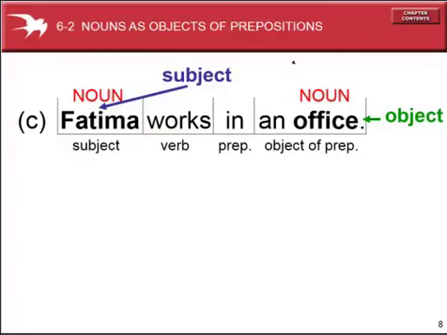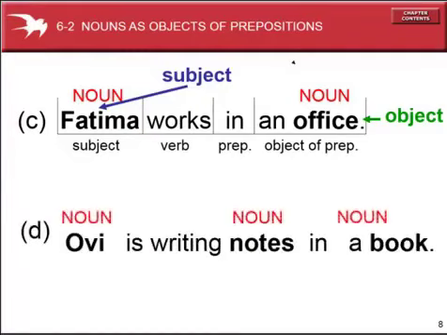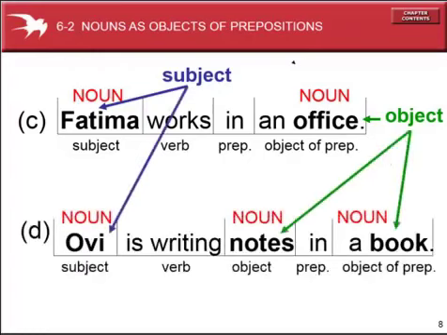Look at another sentence. Avi is writing notes in a book. Avi is a noun, here used as a subject of the verb. And notes is the object of the verb. And in is a preposition. A book is used here as the object of the preposition.